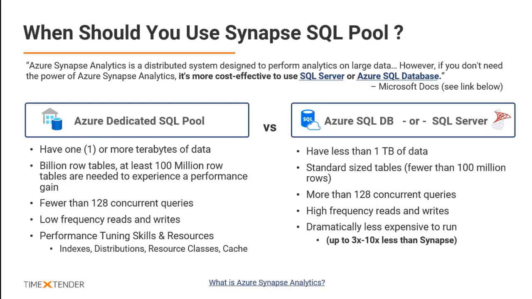You also need fewer than 128 concurrent queries. If you have a lot more than that, that many users concurrently querying the database, they will get set into a queue and essentially have to wait in line outside while everybody else is getting their data until they can come in. Of course, Synapse handles all of that natively, but there is a limitation to how many simultaneous queries can be handled by Azure Synapse.